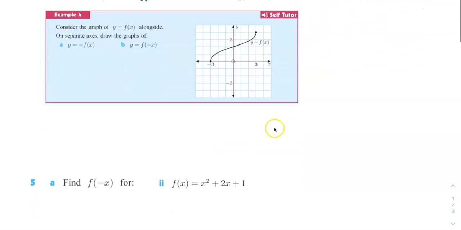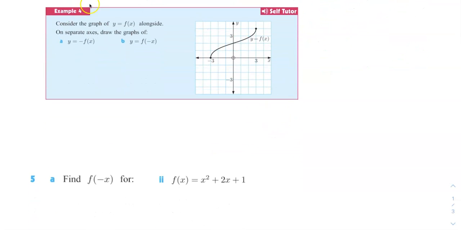So that's it. Let's do a couple examples here. Consider the graph y equals f of x alongside. On separate axes, draw this. They want us to draw y equals negative f of x. Again, two ways to think about it. If you know what it looks like, then it's on the outside. Outside affects the y, so this is a vertical flip, also known as an x-axis flip. So I'm going to flip it upside down. If you're good with doing that, it's going to look something like this. A little off. Kind of like that. Again, my art's not the greatest. So that's pretty good, right?